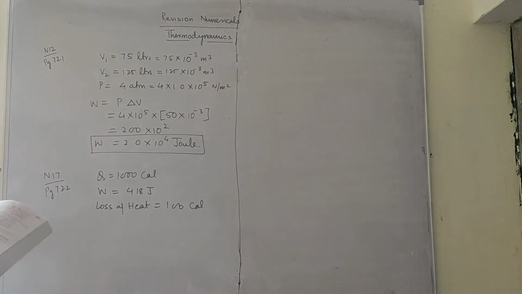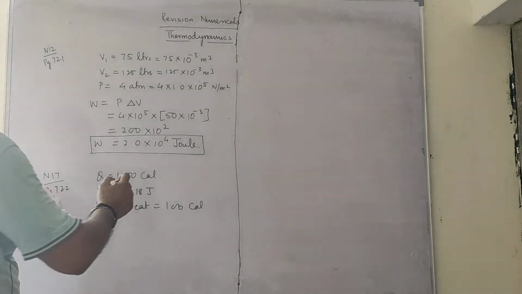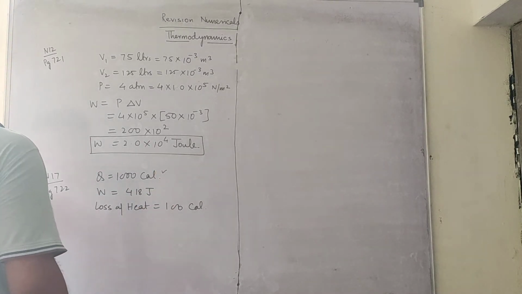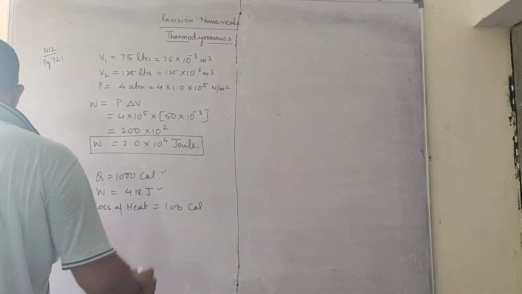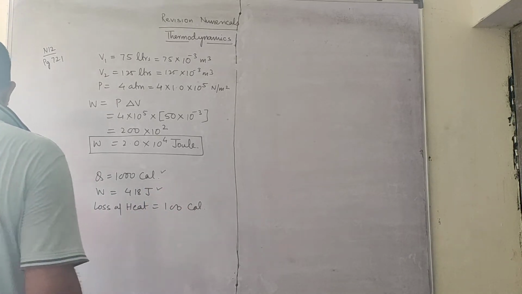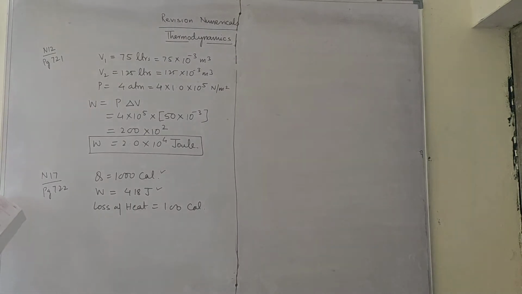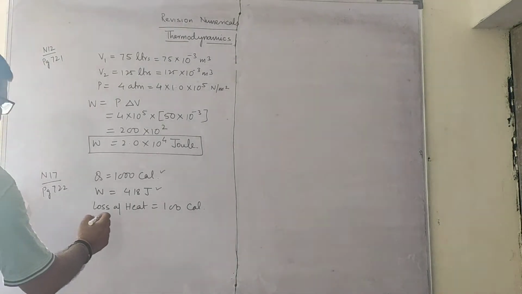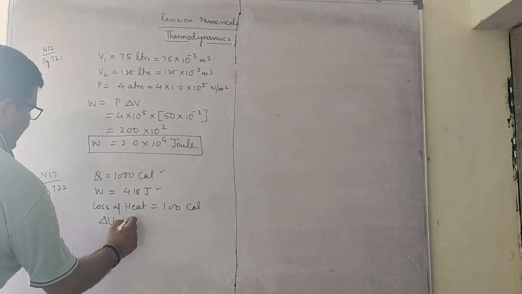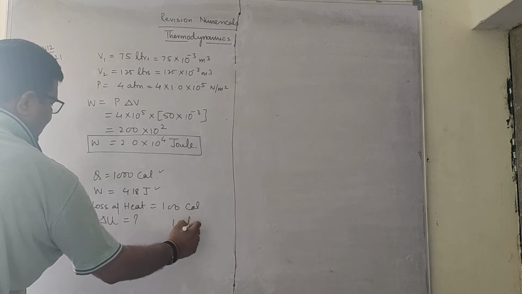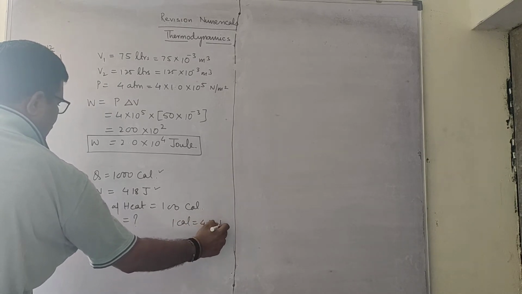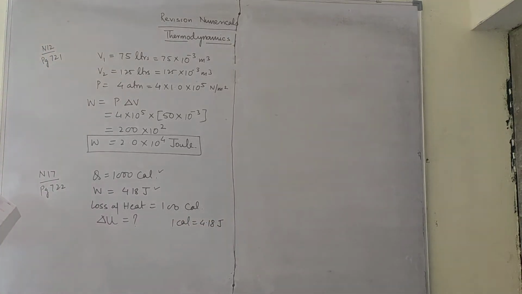Now the next numerical is numerical number 17. A system is given 1000 calorie of heat. The system does 418 joule of work and loss of heat is 100 calorie. Find the change in internal energy. You need to find the change in internal energy. Conversion factor 1 calorie is equal to 4.18 joule. It is given. So you need to find the change in internal energy.